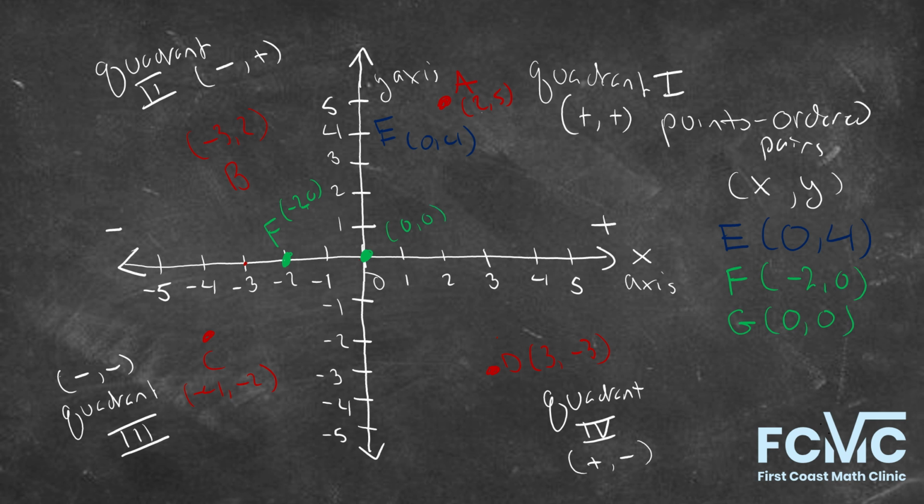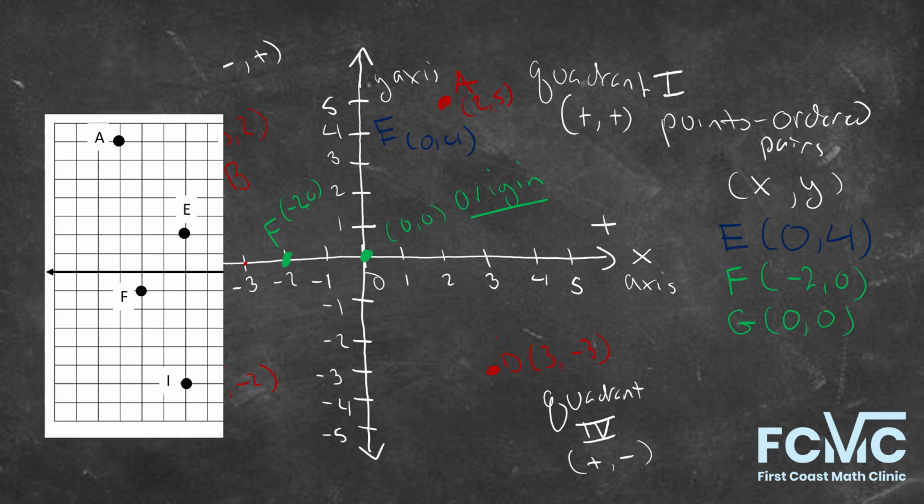And 0, 0, where our x and y axis intersect, is known as our origin. So if we refer to the origin, we're going to be right here at 0, 0. Right. Let's do a couple more examples where we plot points and identify points on the coordinate plane.